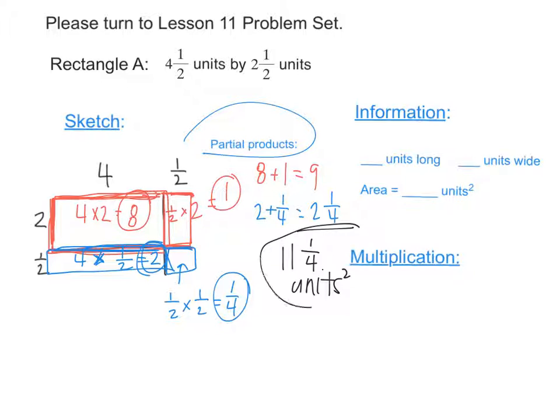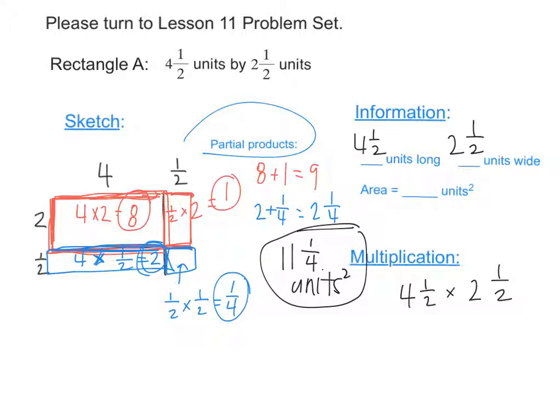So using partial products, I think that's what my area is going to be. Let's write down the information. How long is the entire rectangle? How many units? 4.5 units long. By how many units wide? 2.5 units wide. So can we do length times width to find the total area? Yes. We could do 4 and 1/2 times 2 and 1/2.